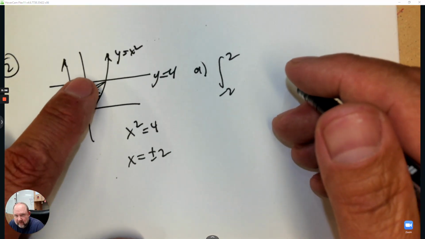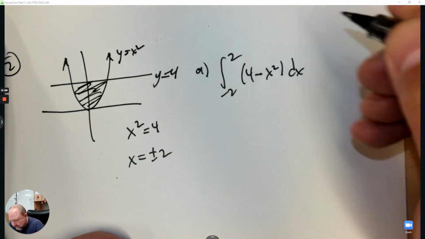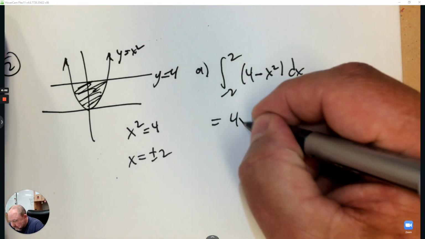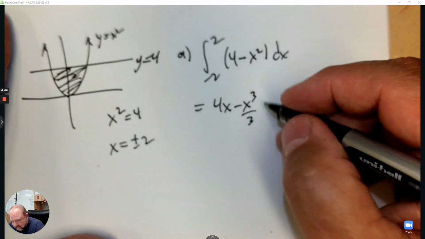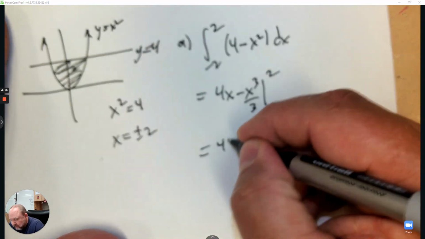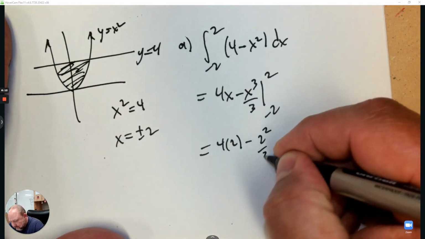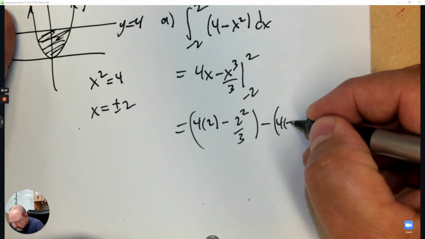To find this area, I go top, subtract the bottom. And then I integrate it. So 4 is 4x, and then x squared, you add 1 to the exponent and divide, from negative 2 to 2, and then we plug in. So we first plug in 2, subtract, and then you plug in negative 2.